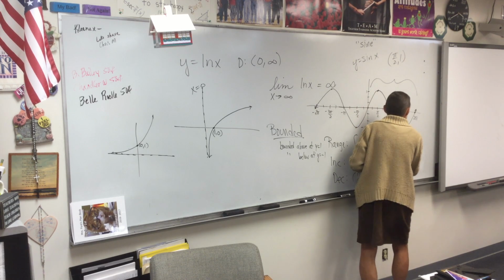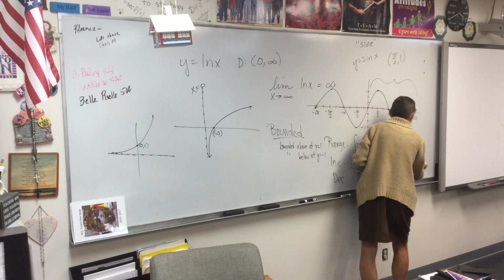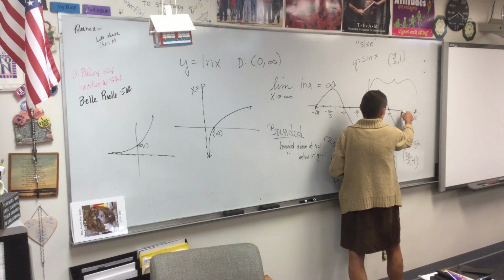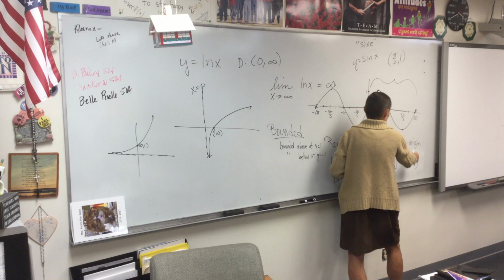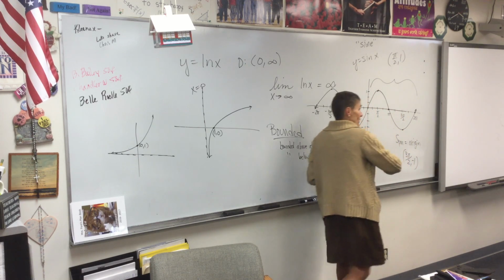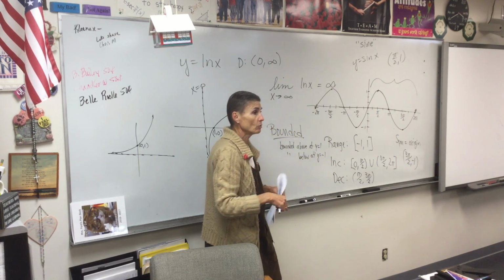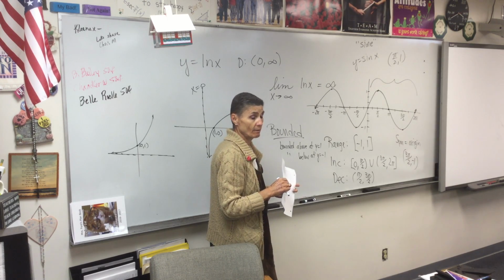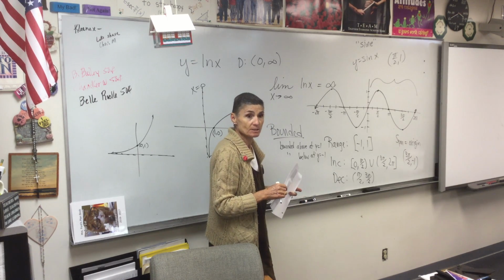What about the point 3 pi over 2, -1? That's this guy right here. X is 3 pi over 2, y is -1. What about that point right there? What's he? He's a local minimum or an absolute minimum.